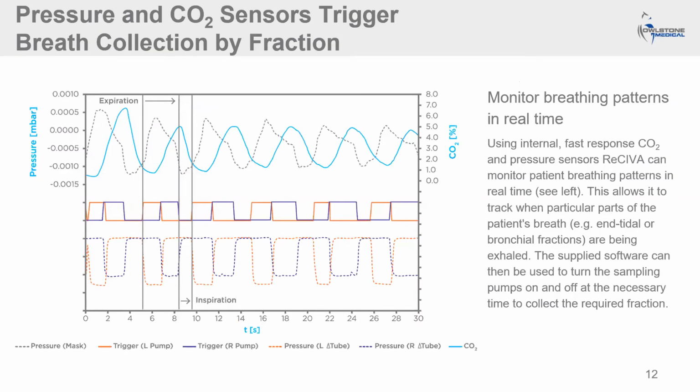Here's what a breath collection looks like. The Receiva has CO2 and pressure sensors that monitor tidal breathing in real time, shown here at the top. The Receiva also has two pumps, so what you see in the middle is that during expiration, the pumps are being activated sequentially. So in a single breath collection, there are two different breath fractions captured, alveolar and bronchial. The pumps are programmable, so it is possible to collect the whole breath sample.